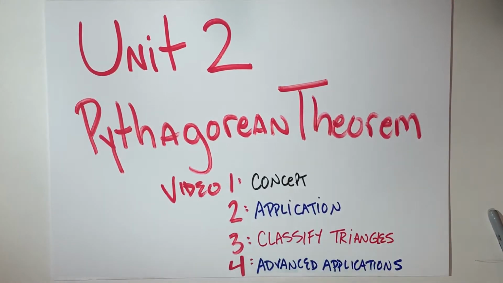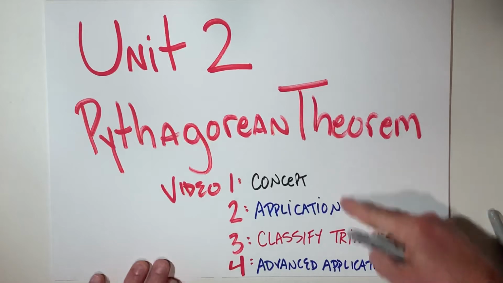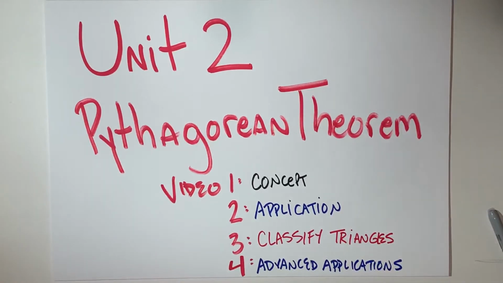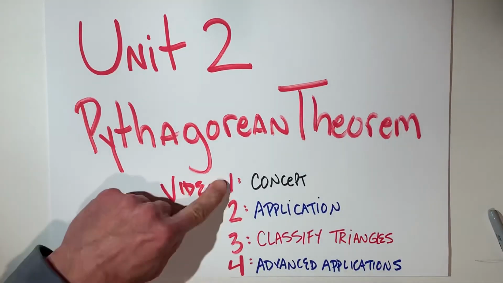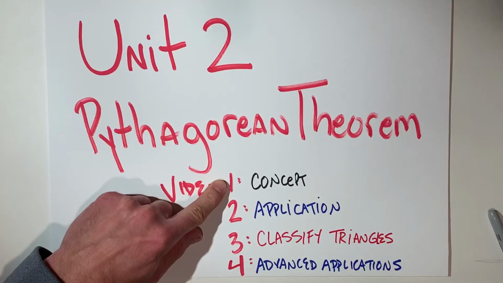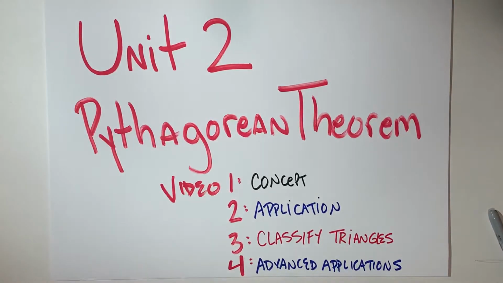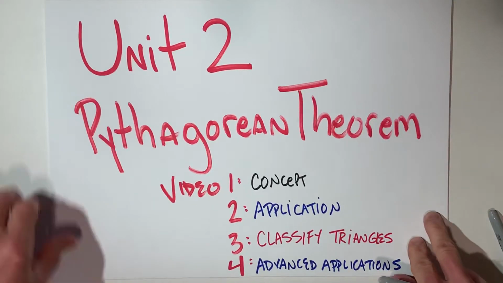We're starting to wrap up Unit 2 with a slightly different topic now. We're going to deal with this thing called the Pythagorean Theorem. Now, as you can see, there are going to be at least 4 videos on this topic. The first one today is on the concept of the Pythagorean Theorem, and the other 3 videos will follow suit. I'll use the same opener document for each of those 4 videos.